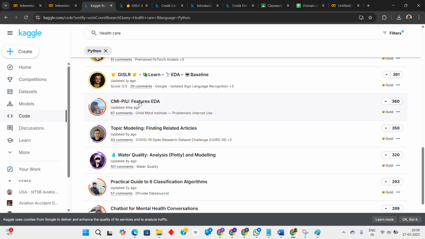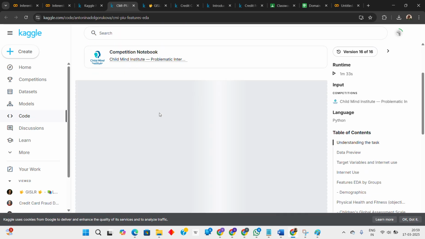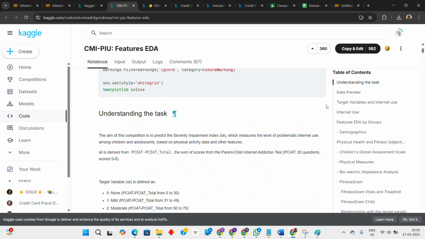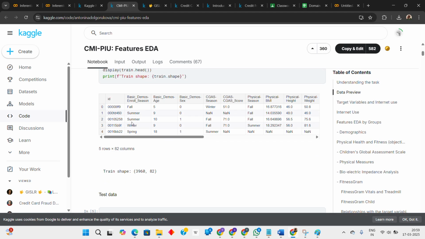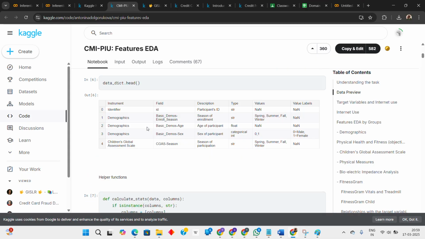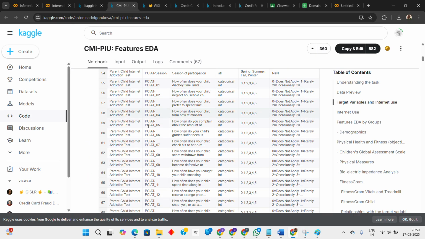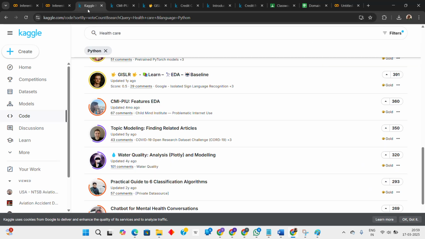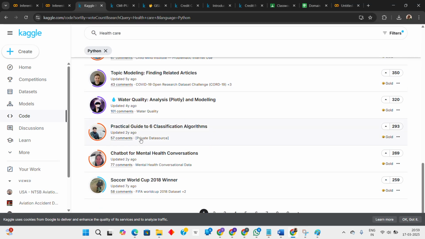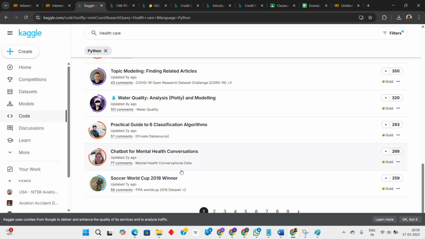Also, you can see the recent ones, 4 months ago. Okay, this is a very, very recent one. CMIP IU feature EDA. Okay. Here they are providing you the domain knowledge also, the dataset overview, and then you can follow how they are solving. Likewise, you can take the most recent ones.